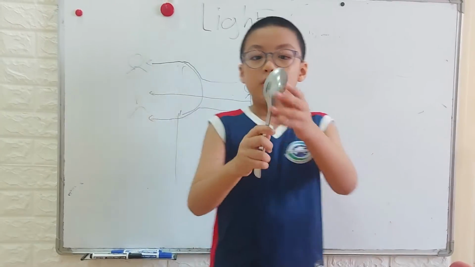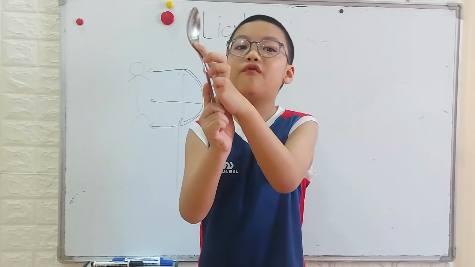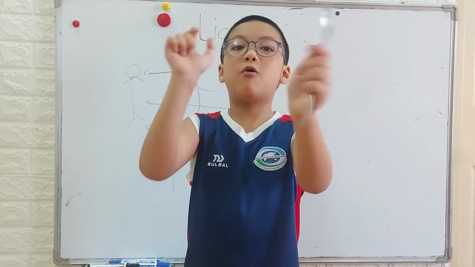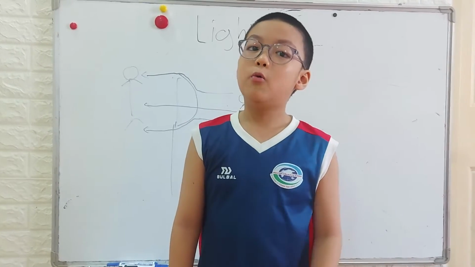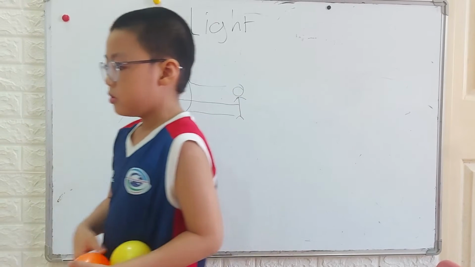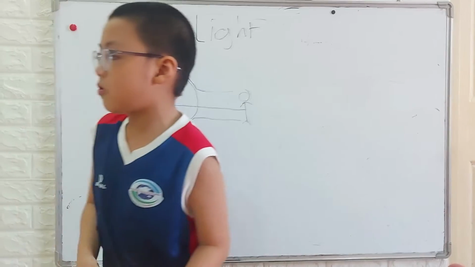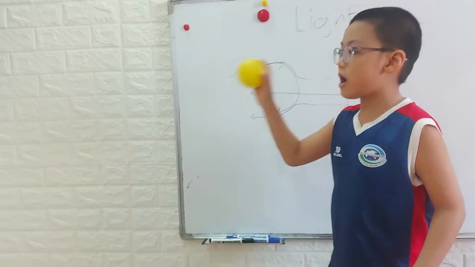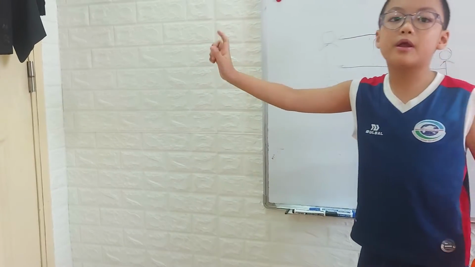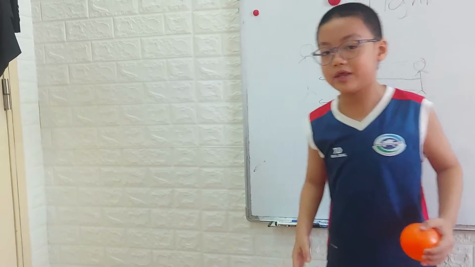So look at here. When you look inside this side of your spoon, you can see it upside down, right? Now why? Two balls, okay, so the door is very flat here, so when I throw the ball, it bounced. It will bounce straight there.